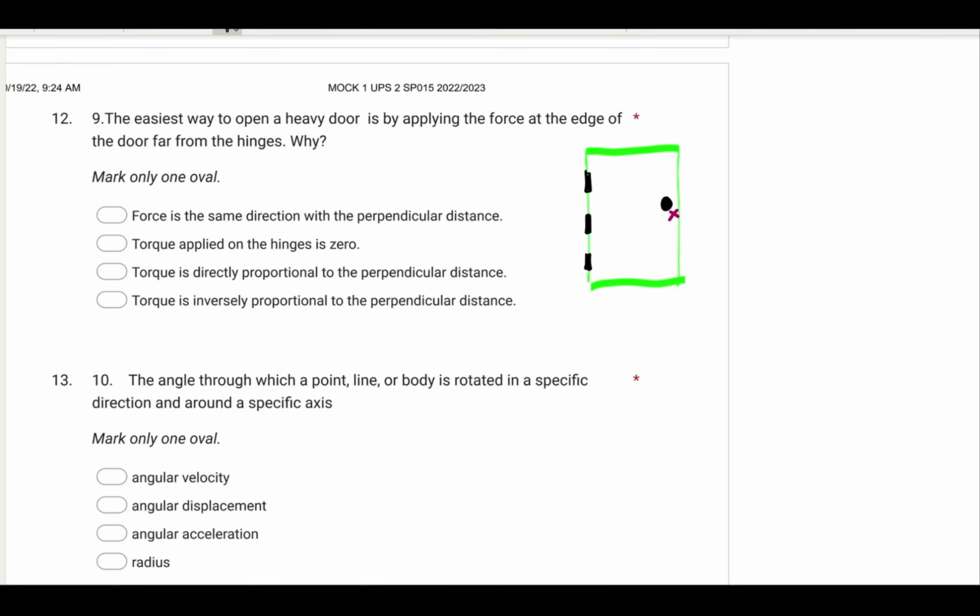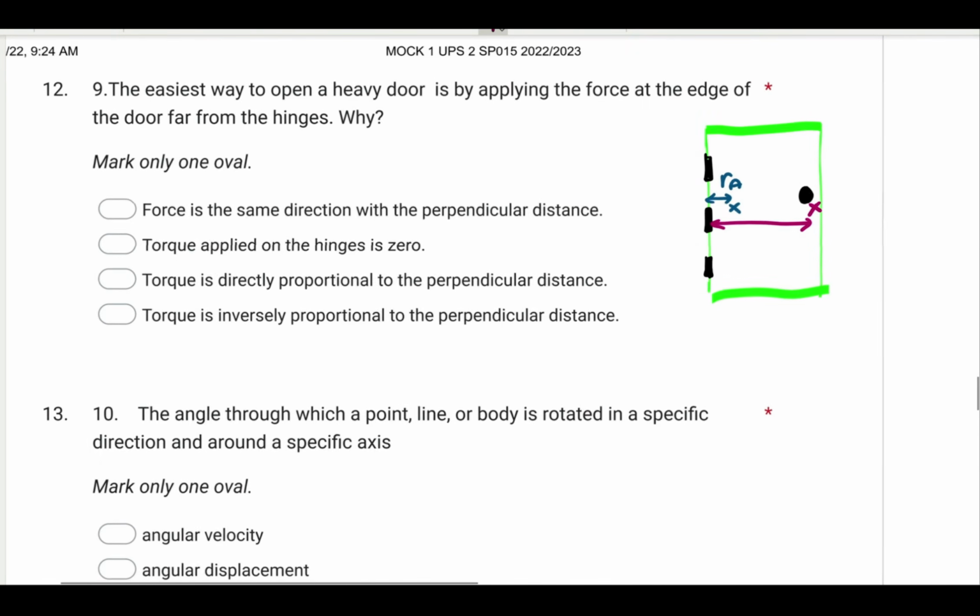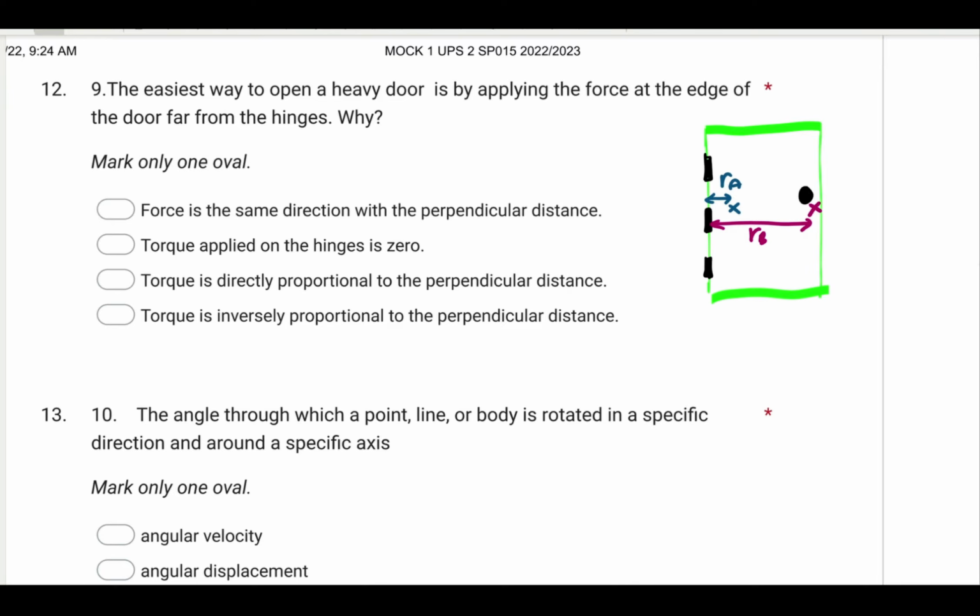Okay? Ataupun saya ada color biru kat sini. Jauh sikit lah. Antara color biru dengan color merah, kita akan rasa, nak buka pintu dekat color merah ni lagi mudah. Kenapa? Okay, look at the distance of a point from the blue point from the hinge. We put as RA. But the red color here, you can see here, the distance of the red point is far away from the hinges.